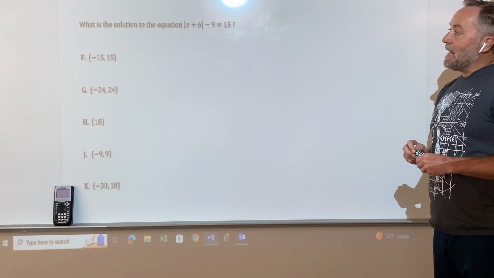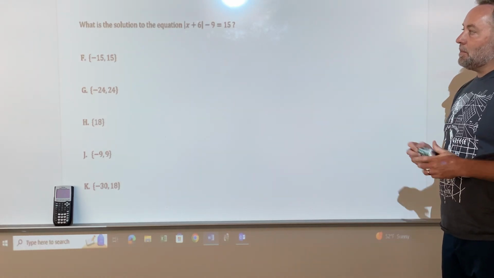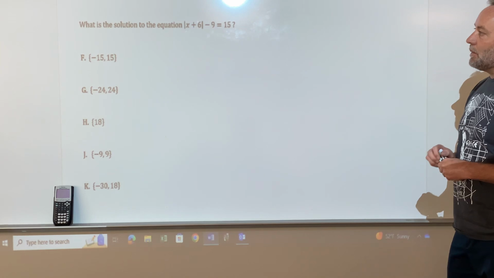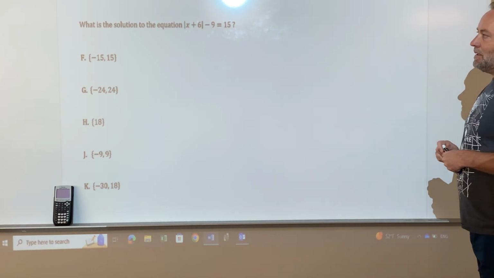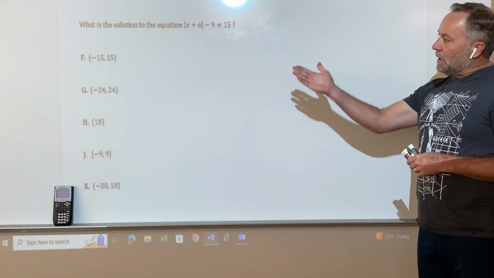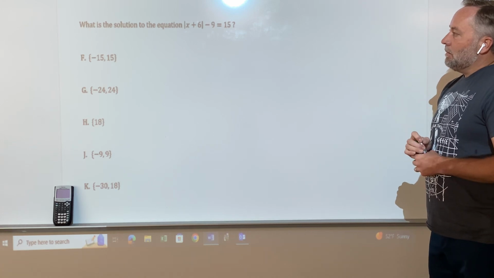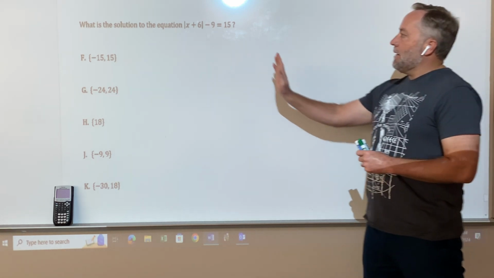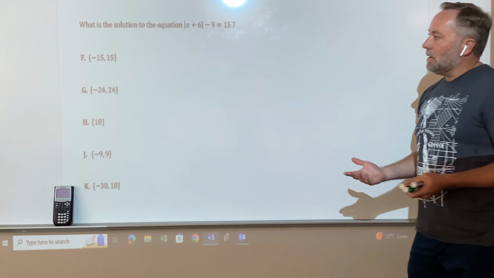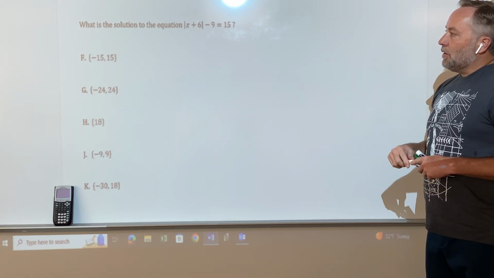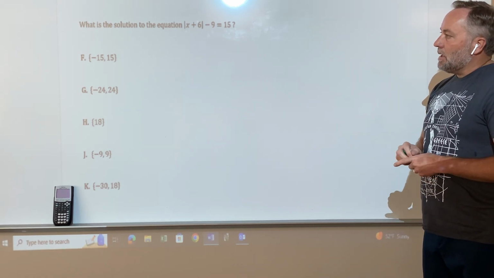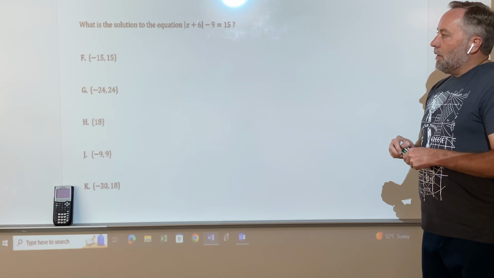This question is just asking us to solve an equation, but specifically an absolute value equation. There are a couple ways that you could do this. You could plug answers in and see which solutions make the left side equal the right side. So that's an option for you. I'm going to show this one algebraically just so we can talk about a few things that involve absolute value.